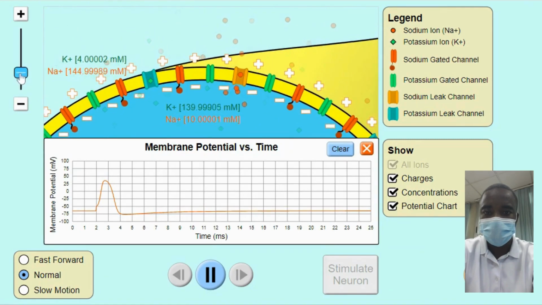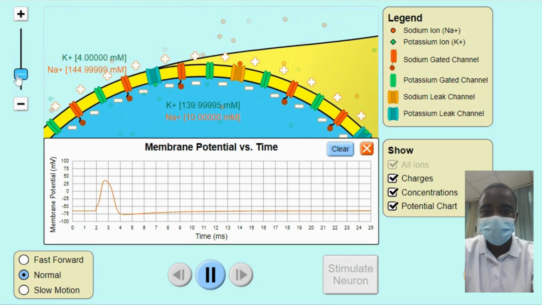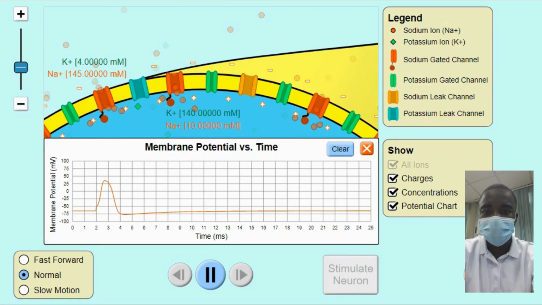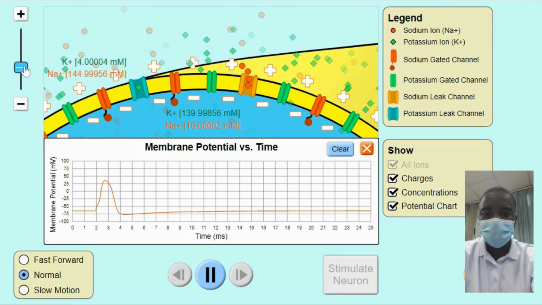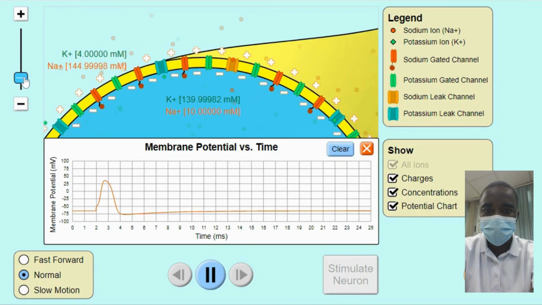By using the neuron simulation, students can explore and understand the complex movements of sodium and potassium ions within a neuron. This visual aid enhances their understanding of the physiological processes involved in signal transmission and helps them grasp the concept of resting and action potentials. It also allows for experimentation and manipulation of different variables, giving students a hands-on learning experience.